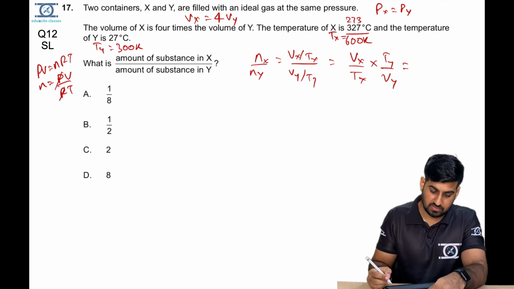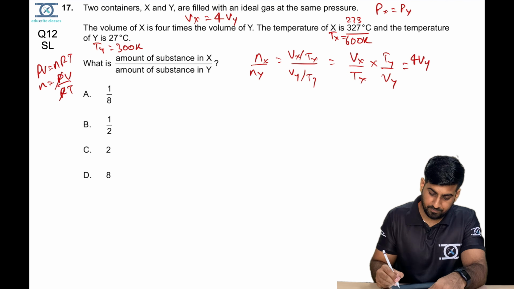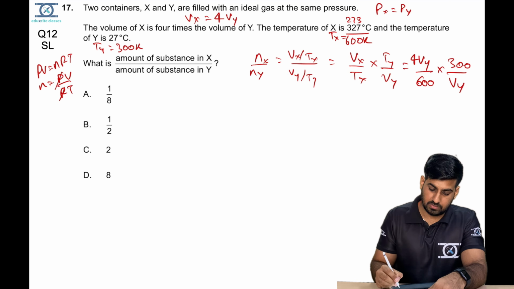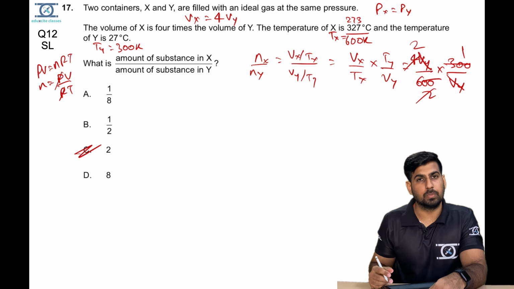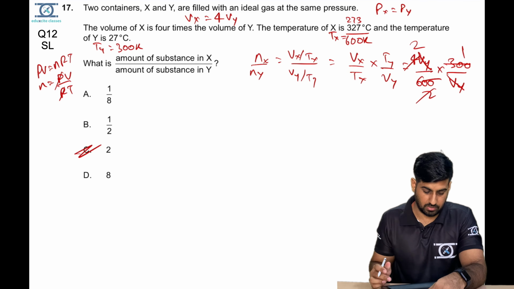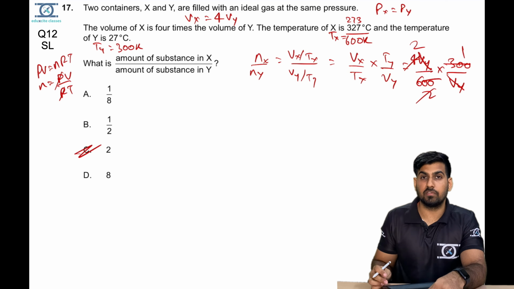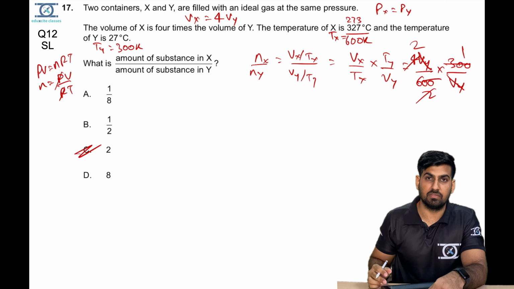Now just replace whatever the relations are given. Vx is 4 times Vy, so 4 Vy upon Tx is 600, into Ty is 300 upon Vy. So Vy and Vy get cancelled, this is 1, this is 2, this is 2. So you will get option C. Simple calculations, just you can take the screenshot, and if you have doubt you can just comment below. Even the PDF of this video is available, you can directly download, the link is given in the description.